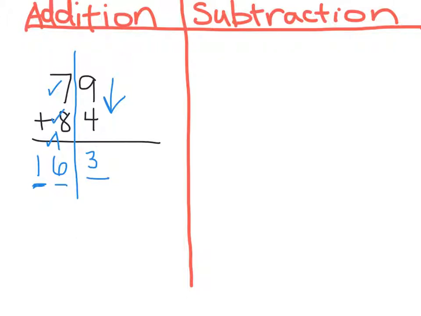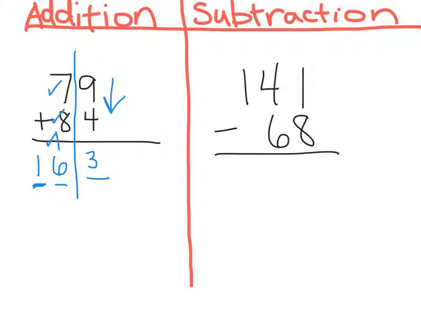Okay, the next thing I want you to do is I'm going to give you a subtraction problem. And I want you to subtract 141 minus 68. Okay, so if you're going to use your ungroup first strategy, I'm going to separate my ones column from my tens column from my hundreds column. Okay, so the first thing I'm going to do is look at my ones place. Do I have enough ones to subtract from?